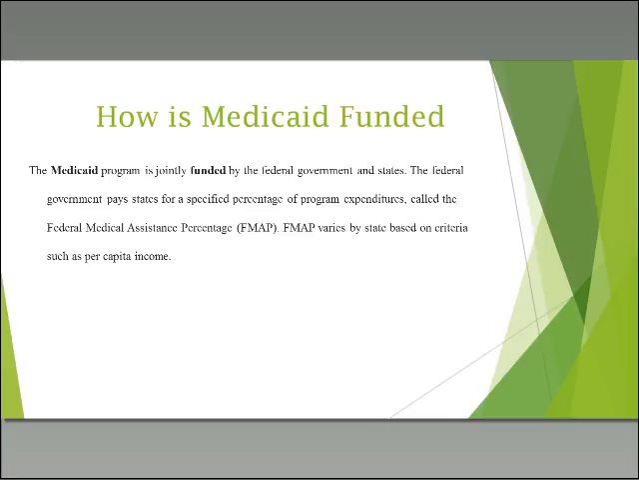How is Medicaid funded? The Medicaid program is jointly funded by the federal government and states. The federal government pays states for a specified percentage of program expenditures, called the Federal Medical Assistance Percentage. FMAP varies by state based on criteria such as per capita income.